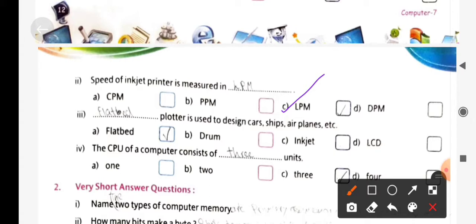Fine. The third one you see flatbed plotter is used to design car, ship, airplane, etc. So the answer is A part. For the fourth one you see the CPU of a computer consists of 3 units.